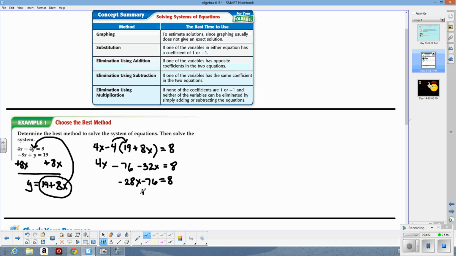Now we're going to go ahead and add 76 to both sides to get the x by itself. So we have a -28x equals 84. Now divide both sides by -28. 84 divided by -28, that's going to be -3.